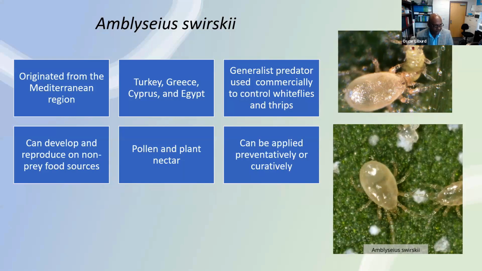It can also be applied what we call preventatively and also curatively. When we say preventatively, we mean that before the pest problem develops, we could apply this mite. It goes into the system, and if there's not sufficient pest, it will feed on things like pollen. And when the pest appears in the system, the mite would go after it and potentially reduce the population below the threshold level. And curatively, in other words, if you have a high population of the pest, you could also apply this mite.